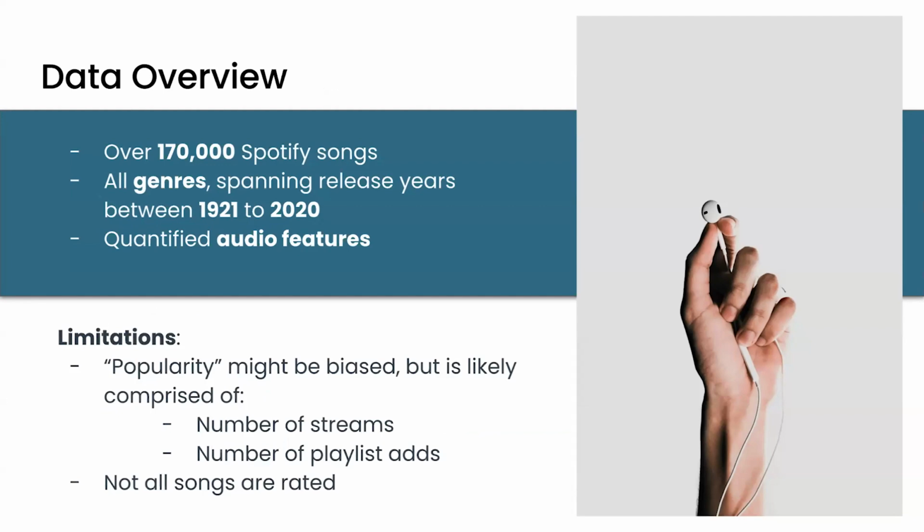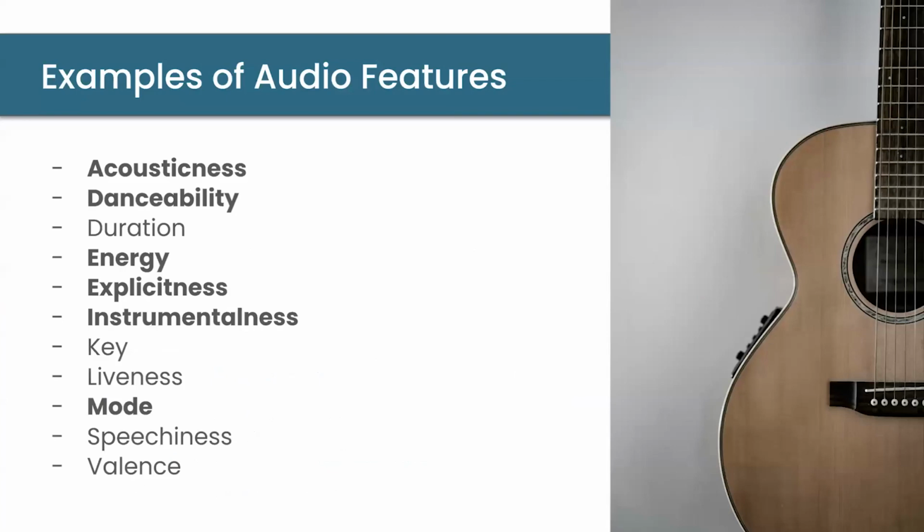There is a limitation to the data set. Popularity might be biased, as it was unclear how this measure was quantified, but it was likely a combination of number of streams or number of playlist adds. Additionally, not all the songs in the data set had a popularity score. Therefore, songs with no ratings were not used in the analysis.